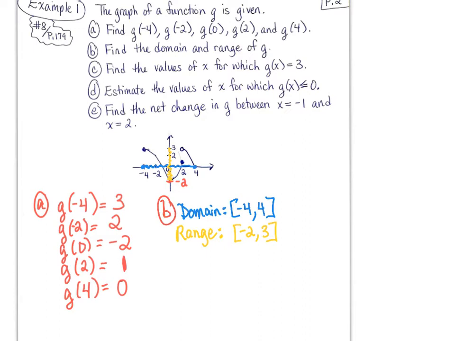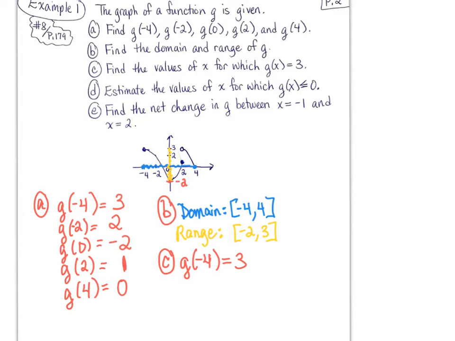Now in part C, we want to find the values of x for which g of x is equal to 3. What are the values of x for which g of x equals 3? -4. Negative 4, very good. G of negative 4 is equal to 3. So the x value for which g of x is equal to 3 is negative 4. Do we have any others?